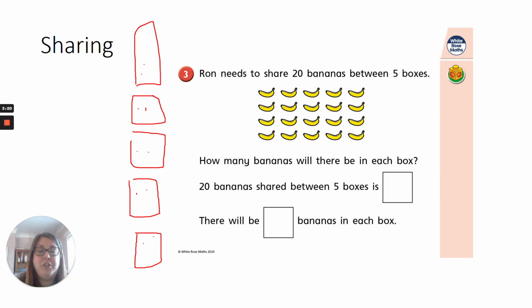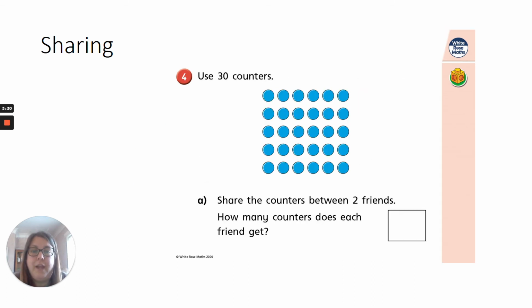So 20 bananas shared between 5 boxes is 4, and there will be 4 bananas in each box. Well done if you managed to do that. Next one then, 30 counters between 2 friends. And we looked at this the other day, didn't we, with sharing, with halving, okay? So how many counters does each friend get? If you're going to half 30, you're going to share it between 2 friends. Again, draw it if you need to. What's the answer going to be? The answer is 15. Well done if you worked that out.